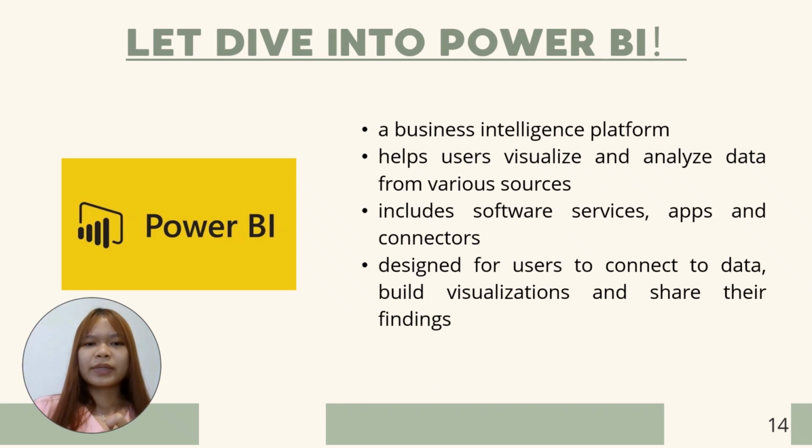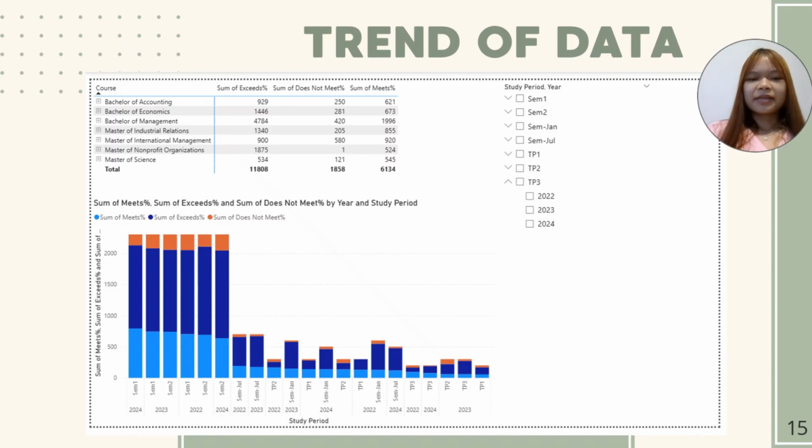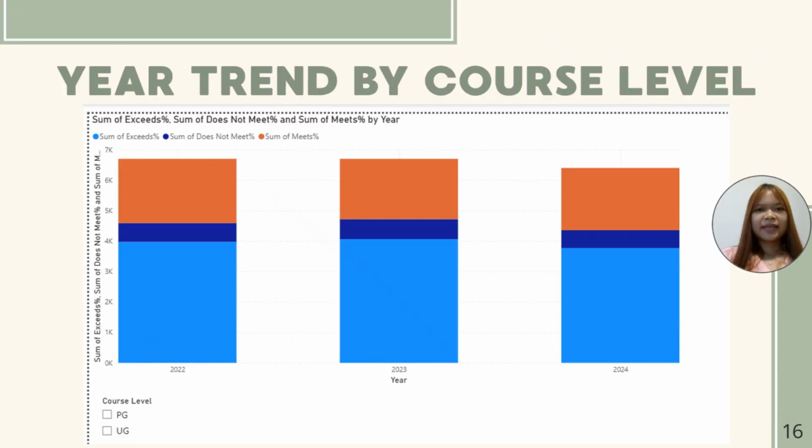With the continuous slides, I will show what I have done in this Microsoft Power BI. I will briefly introduce the rest of the slides and then jump to the Power BI. There is the slicer, bar chart, and matrix of trend of data. There is the bar chart and slicer of the year trend by cost level.